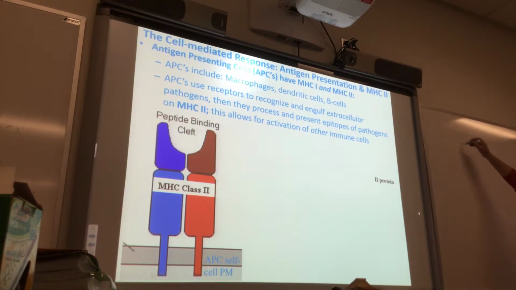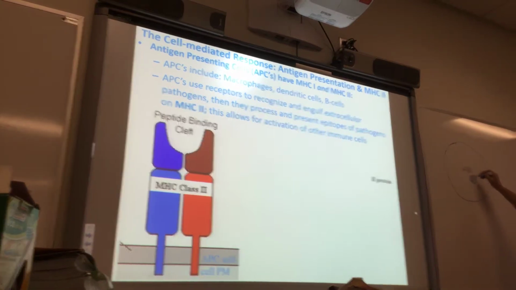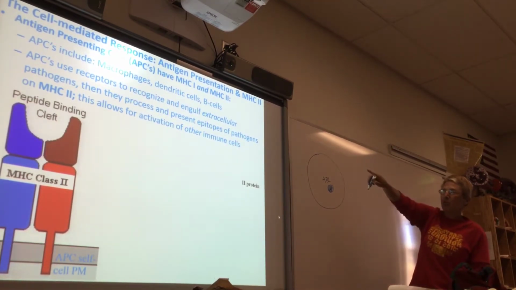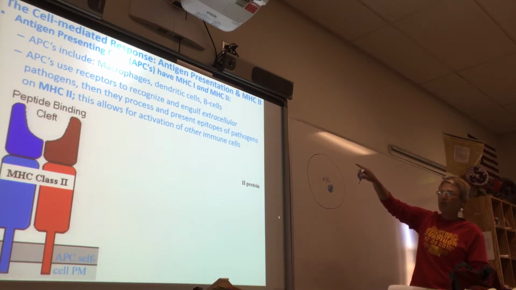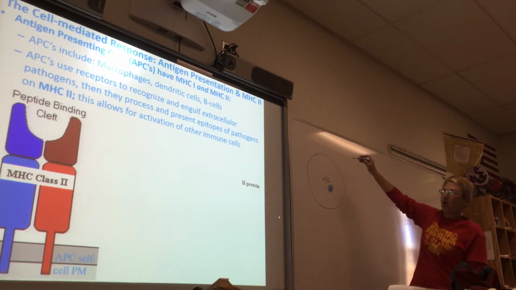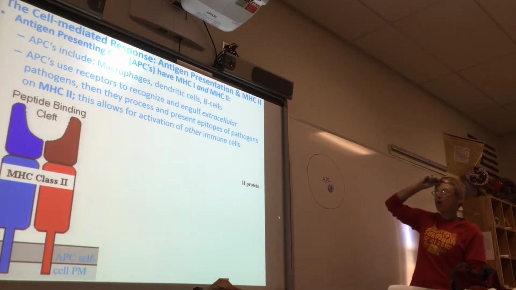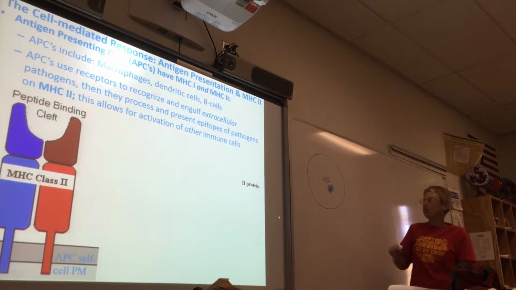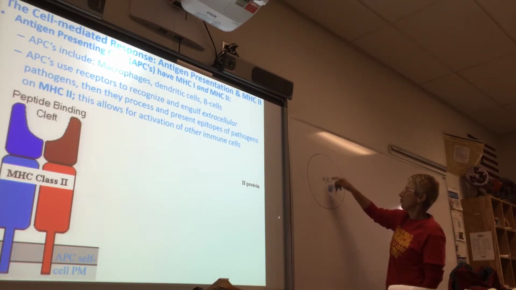So here's an antigen presenting cell. I'll call it an APC. Here's its nucleus, where the DNA is. And it says, antigen presenting cells use receptors to recognize and engulf extracellular pathogens. So if you are a macrophage or a dendritic cell, what's the way we talked about that they can recognize a foreign cell? So let's say this antigen presenting cell is a macrophage.